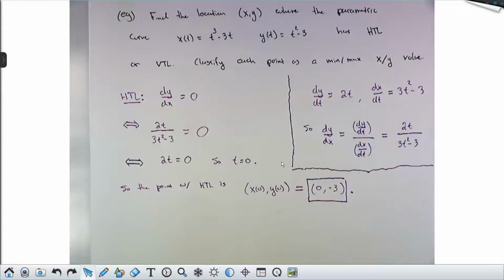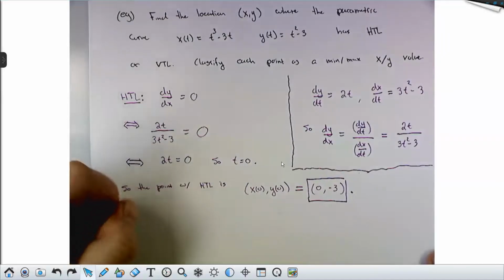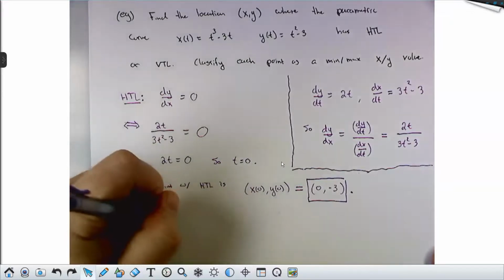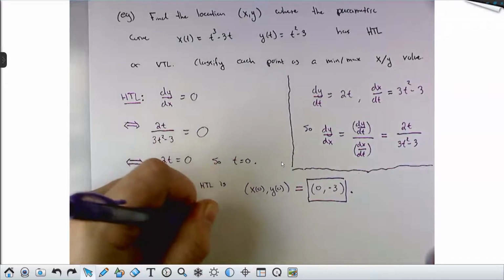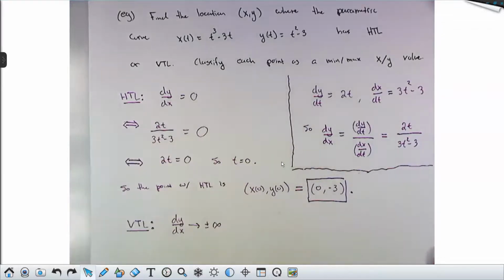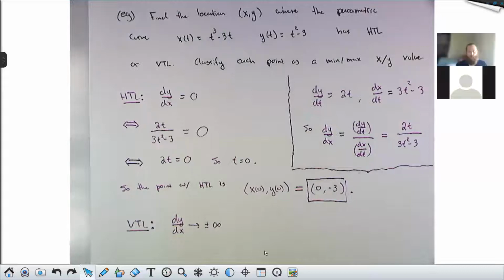All right, let's find the vertical tangent lines. A vertical line you can think of as a line with infinite slope, right? If you think of a line, here's slope 0 when it's horizontal, slope 1, slope 2, 3, 4, 5, 6, 7, 8, 9, 10, 11, and so on, slope 1 million, infinite slope. So a vertical line is a line with infinite slope.